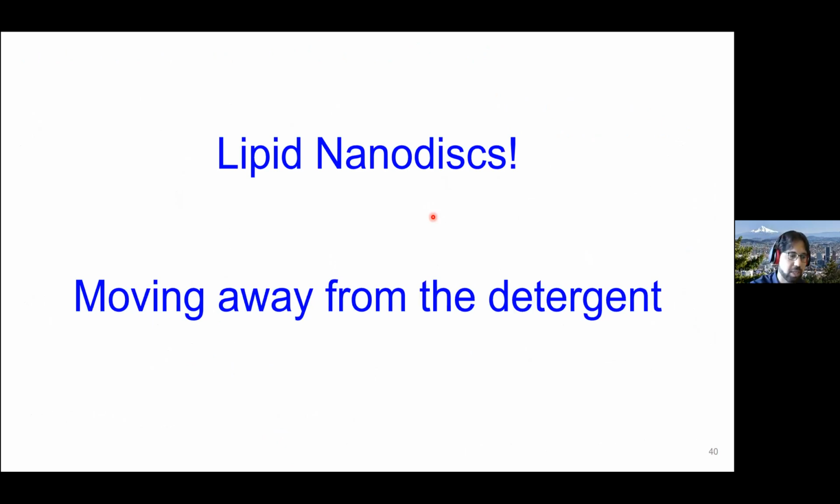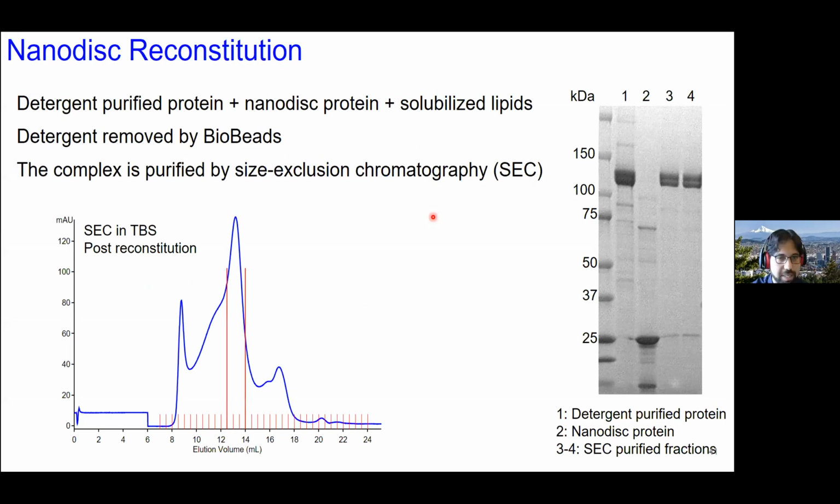So we started reconstituting the receptor into these lipid nanodiscs, and this is now done pretty routinely in our lab. What we do is we basically take the detergent purified protein, we take the nanodisc protein and solubilized lipids, we combine them all together, then we remove the detergent by biobeads. And this allows the nanodisc protein to form these lipid nanodiscs. And our receptor also can get incorporated into that. So you no longer need detergents to keep the transmembrane domain stable. Finally, you purify the complex by size exclusion chromatography.